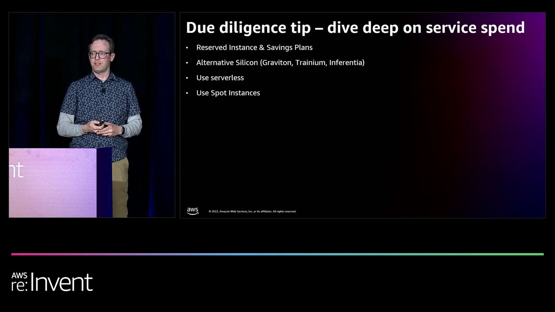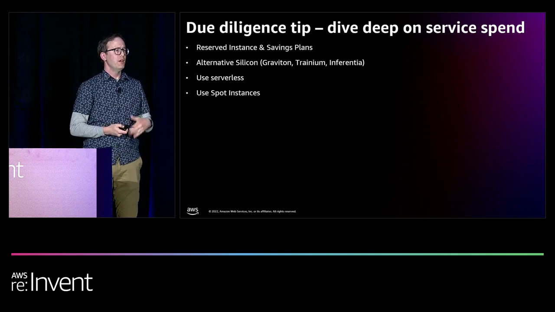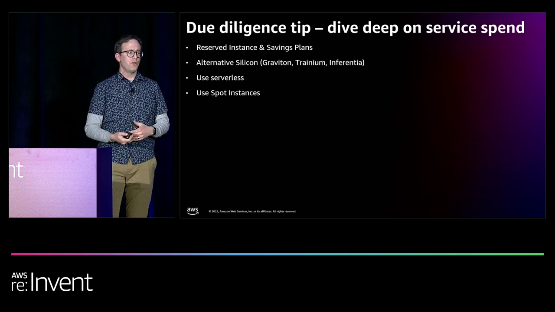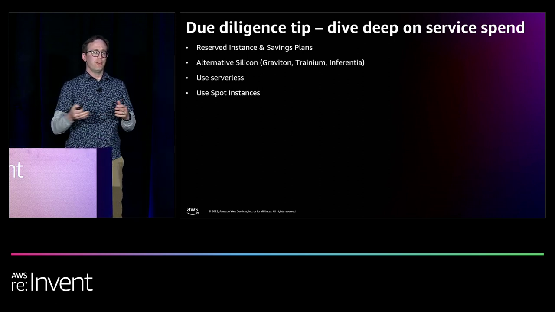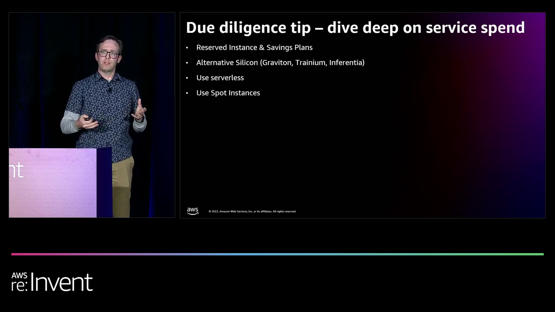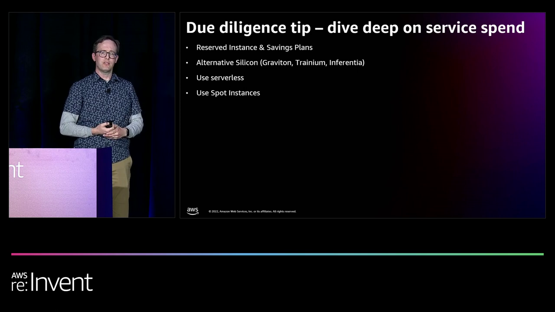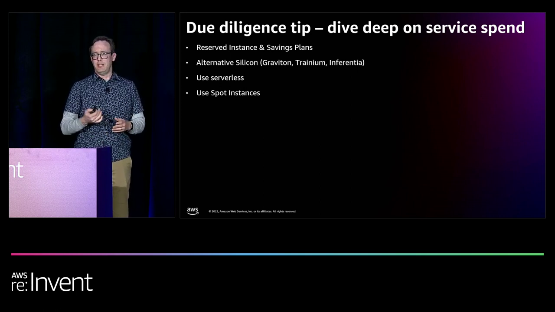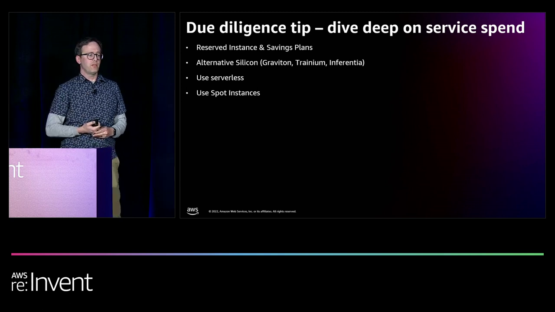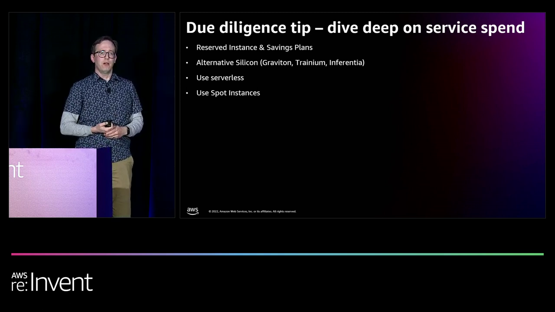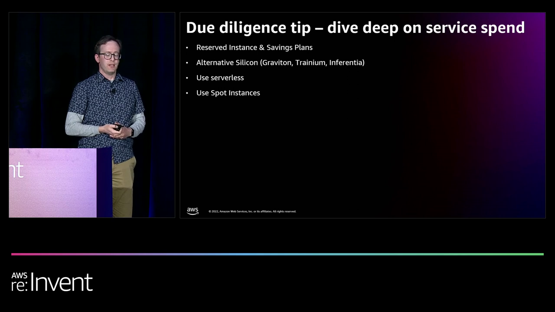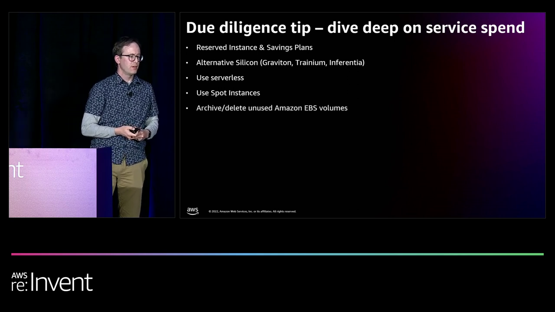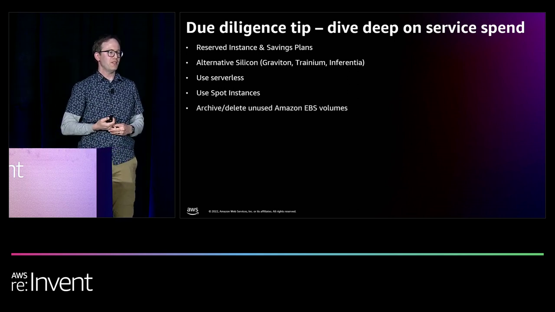Making sure you're leveraging spot instances as much as possible for things like ML training jobs or other workloads that don't require the server to be on all of the time. If you have some fault tolerance, if that instance were to go away, definitely make sure you're leveraging spot, because you can get 80, 90, sometimes even more percent savings based on the cost of those relative to on-demand EC2 instances. Make sure you're archiving unused EBS volumes.